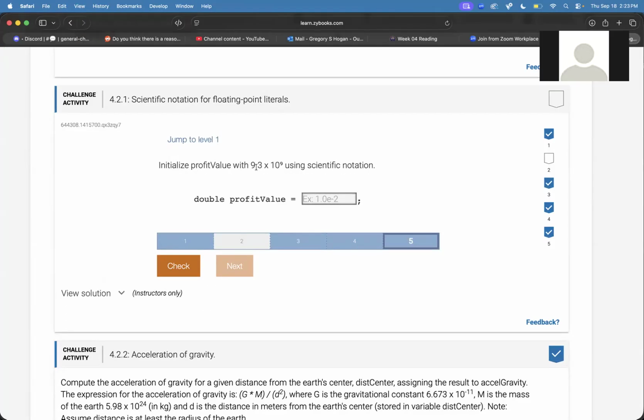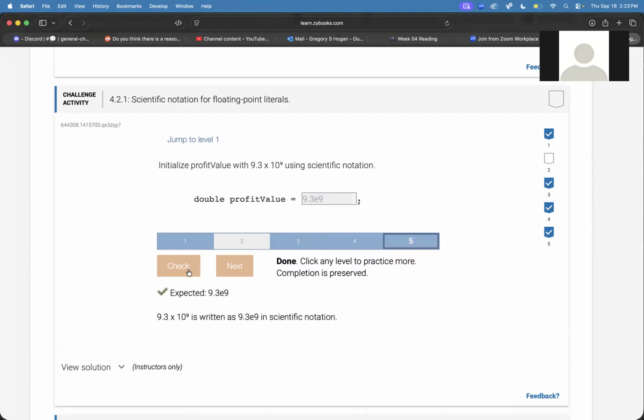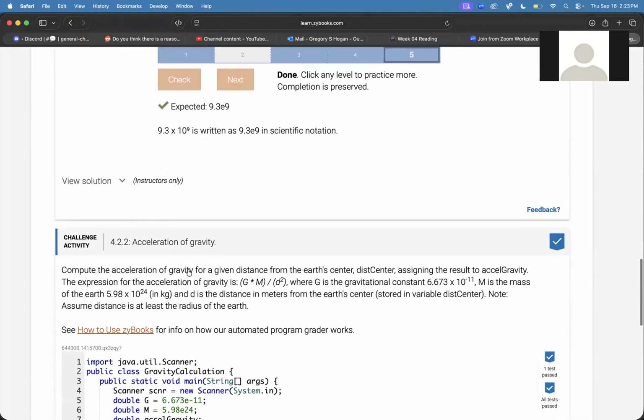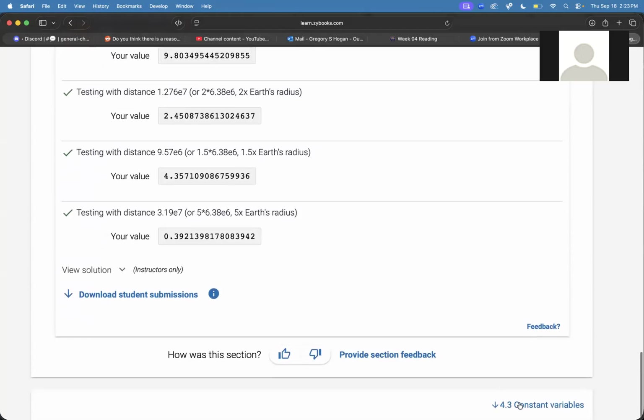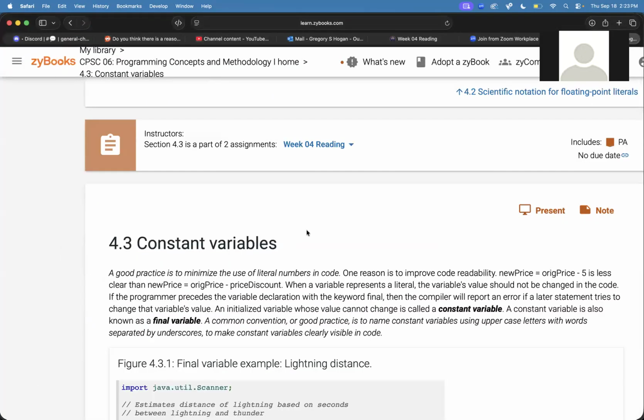Initialize profit value with 9.3 times 10 to the 9th. Okay, so double profit value equals, we just need to type 9.3 times 10 to the 9th. So that would be 9.3 E9. They have the semicolon here. Okay, those seem pretty easy. Next section.